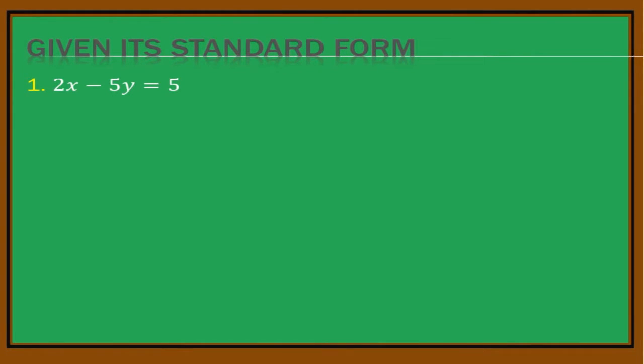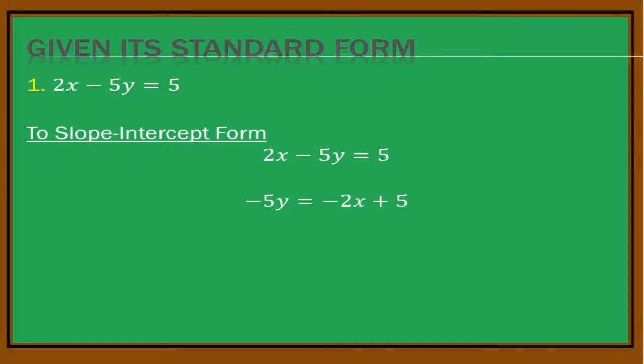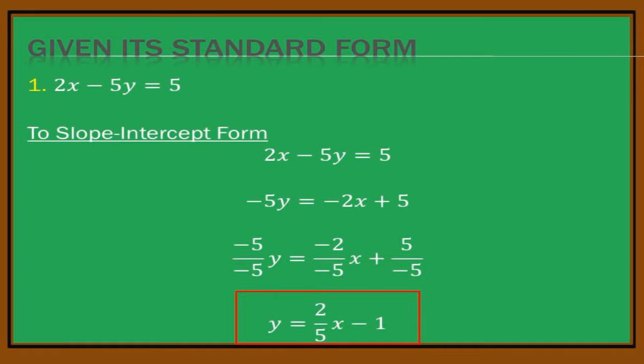To write the given equation, 2x minus 5y equals 5, into its slope-intercept form, we start from the given equation and then use addition property of equality to move the term with x to the other side of the equation. We will obtain negative 5y equals negative 2x plus 5. And since y has a numerical coefficient negative 5, we will multiply both sides by negative 1/5. Doing that, we will obtain y is equal to 2/5 x minus 1, and that is the slope-intercept form of the given equation.